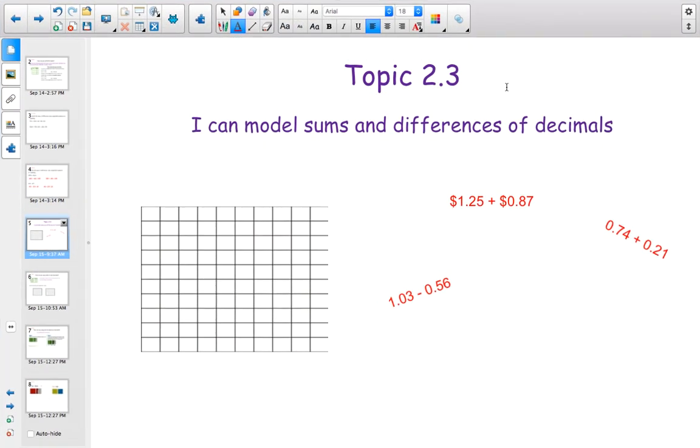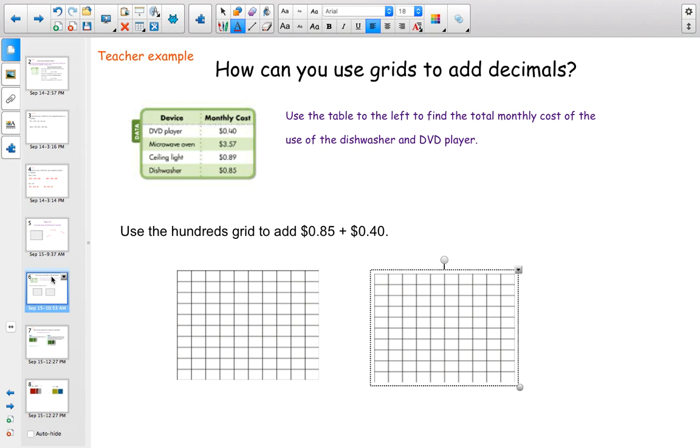Today's I can statement is I can model sums and differences of decimals. Today we're going to be using hundreds grids to help us model how to add and subtract decimals. Alright, so how can you use grids to add decimals?